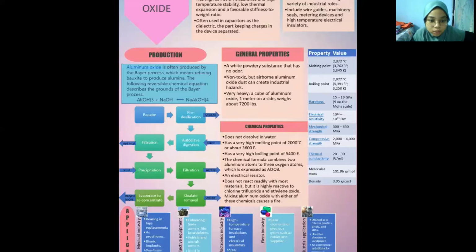The filtered alumina solution, which is aluminum hydroxide, is then pumped into precipitator tanks where it cools and starts to seed. This is the process of precipitation. These seeds stimulate a precipitation process, allowing solid aluminum hydroxide crystals to be formed.